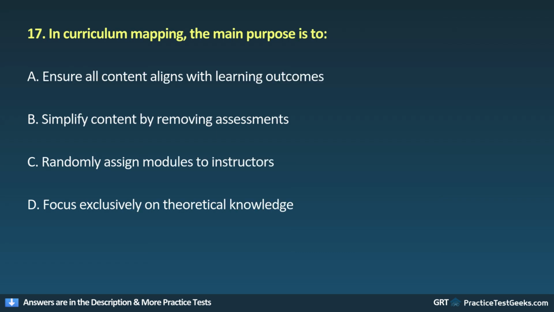17. In curriculum mapping, the main purpose is to A. Ensure all content aligns with learning outcomes. B. Simplify content by removing assessments. C. Randomly assign modules to instructors. D. Focus exclusively on theoretical knowledge.